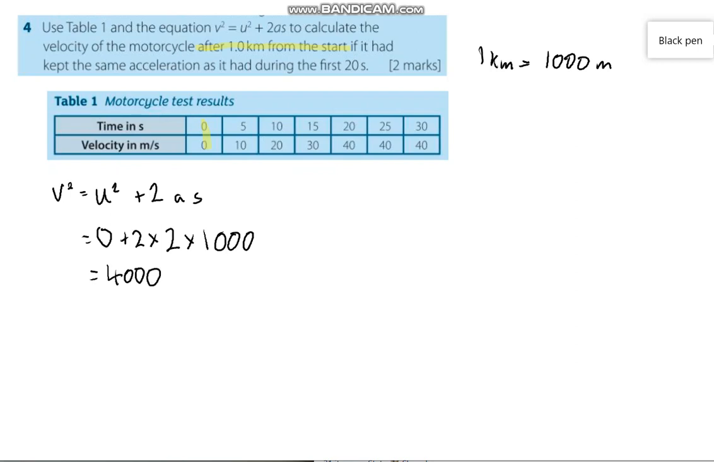But we want to actually work out what v is, the velocity of the motorcycle, not the velocity squared. So if v squared is 4,000, then v will be the square root of 4,000, which gives us 63.2 meters per second, rounded to 3 significant figures. That's it. Well done, and keep safe.